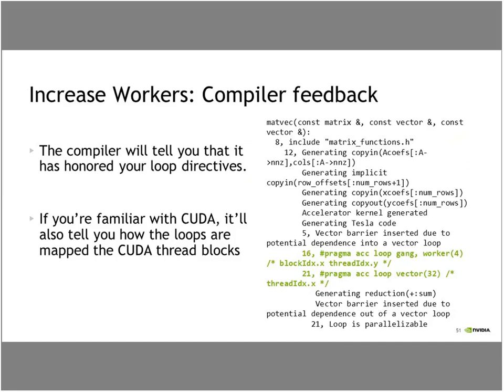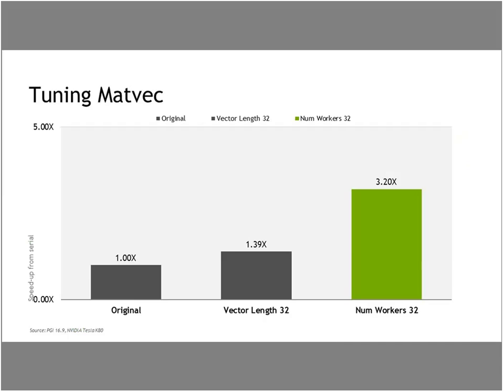If I rebuild, rerun, and look at the output, I can see down the bottom that the compiler did honor this. If you happen to have a background in CUDA, you can see that it actually gave me some additional information about how this maps to CUDA. That's maybe useful for you. And if I run it, I now see I get about a 2.5x performance increase above where I already was, or a little over 3x from the original. So this all came from just taking the iterations of my loops and figuring out how better to map them to the hardware.